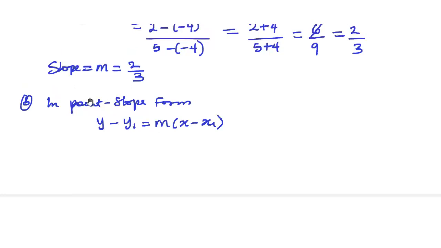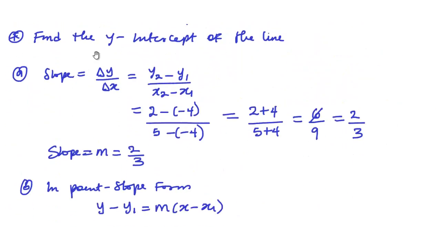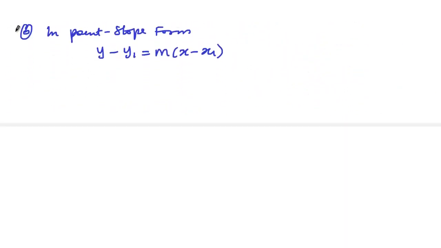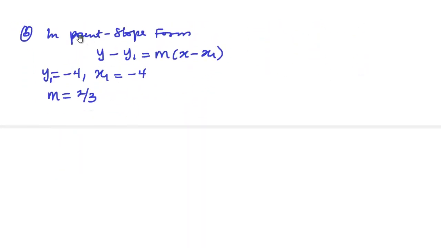So let me quickly check what we extracted. Y1 is minus 4. X1 is also minus 4. So that is good. So I already know that my Y1 is minus 4, my X1 is minus 4, and the slope, M, we got it to be 2 over 3. Don't forget, that is what we got here. That's 2 over 3. So if you plug it into this, we are going to be having what?